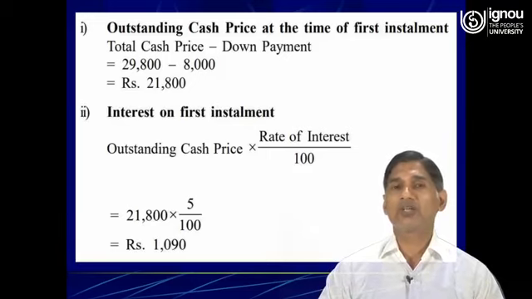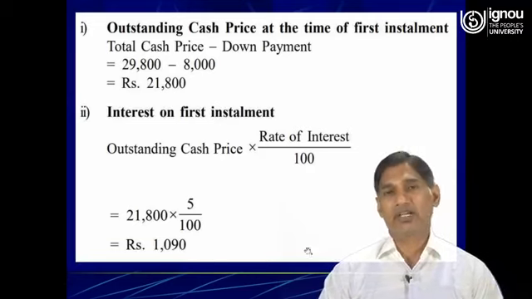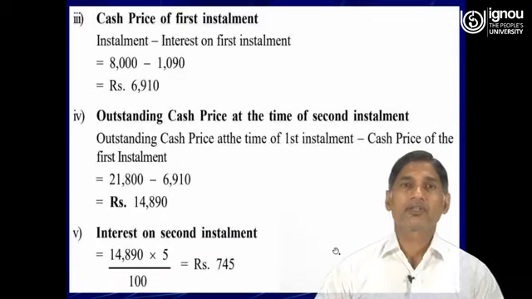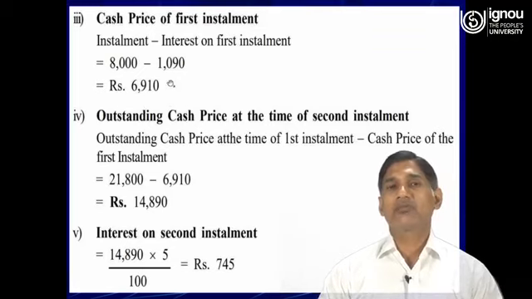So the first installment is rupees 8,000. If out of 8,000 we subtract 1,090, we can easily come to know about the cash price. So it would be 8,000 minus 1,090. So the cash price of the first installment is 6,910. Now the outstanding cash price at the time of second installment.